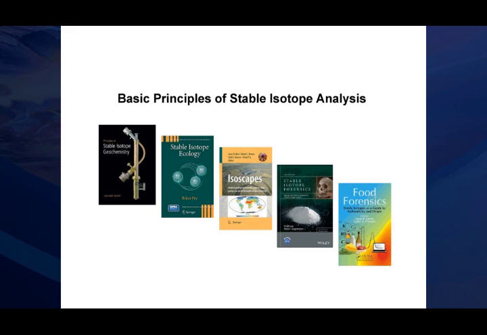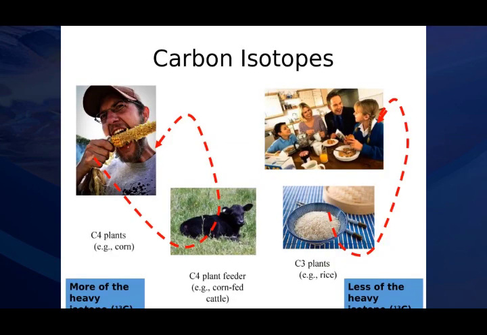There are a number of excellent books outlining applications of stable isotopes shown here. The ones on your right are specifically focused on forensics, including stable isotope forensics and food forensics. But these are just good resources if this is a field that you're interested in learning more about. So I'm going to start with carbon isotopes.